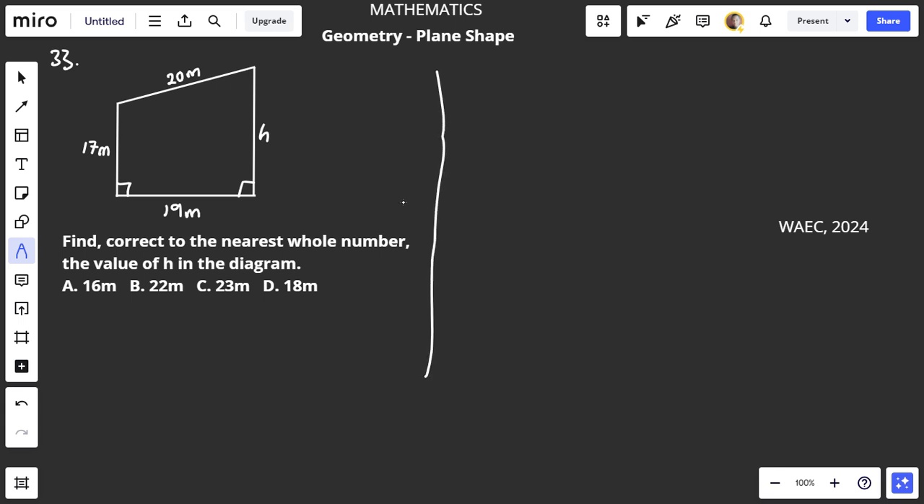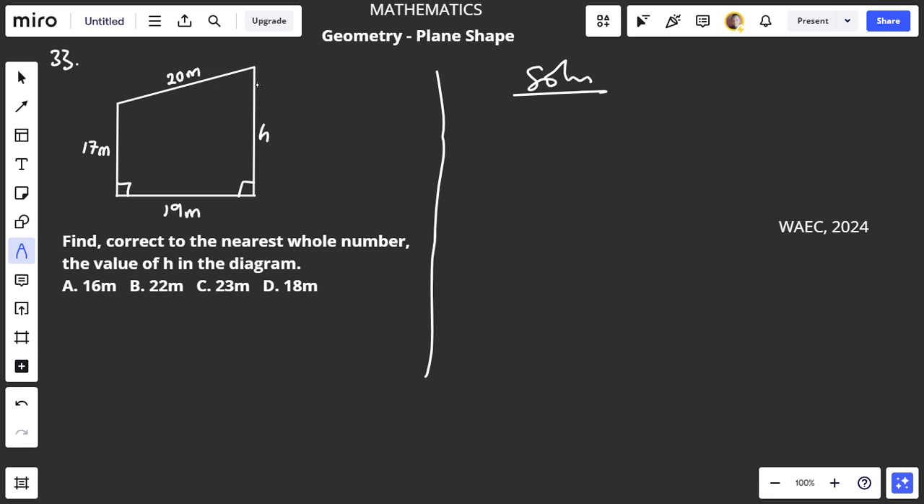Permit me to divide here. Start from here to solve. So we have to find the value of this. What shape is this? This is a trapezium shape. The reason I call it a trapezium is that it has two parallel sides, one here, 17 meters, and this side h. Those parallel sides, one is longer than the other. And then it has two non-parallel sides, one also longer than the other. So this is a trapezium.